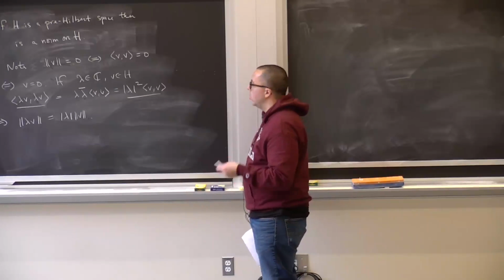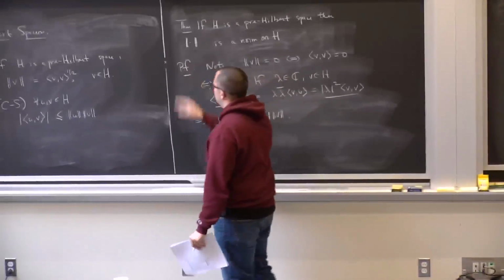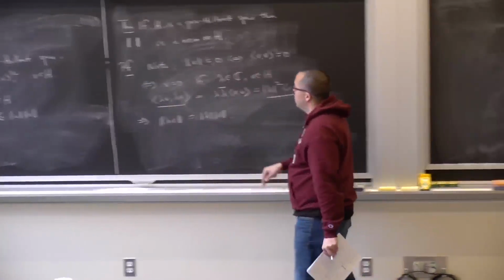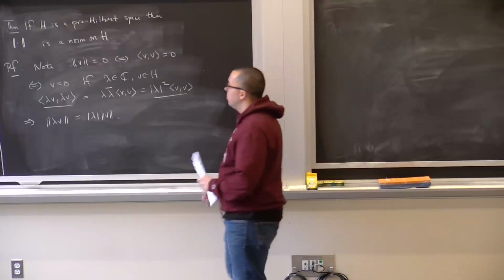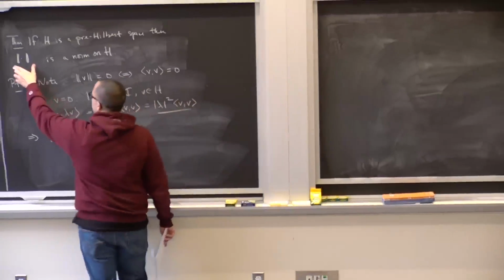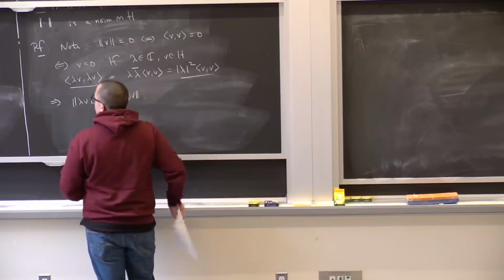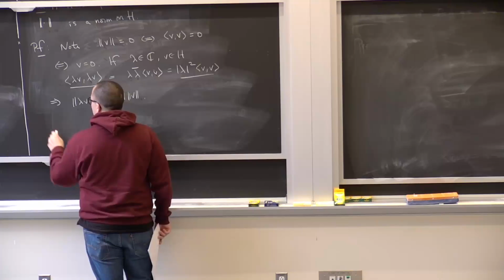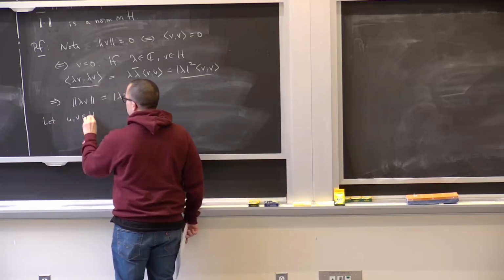Okay, so all that remains to prove that this is an actual norm, so I don't have to keep being, or at least trying to be, careful with what words I'm using, is the triangle inequality. Let U, V be in H.